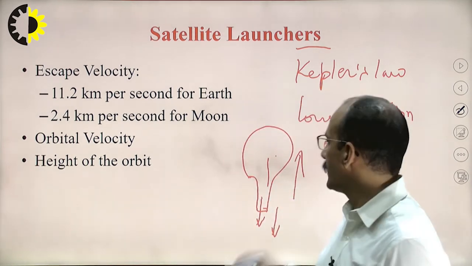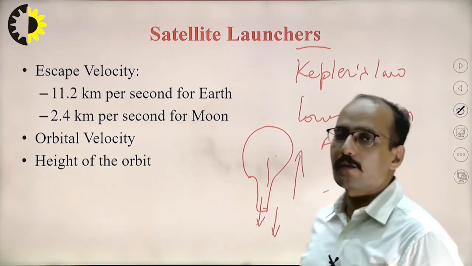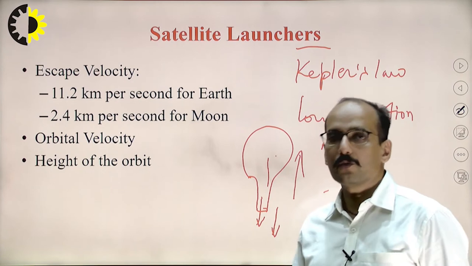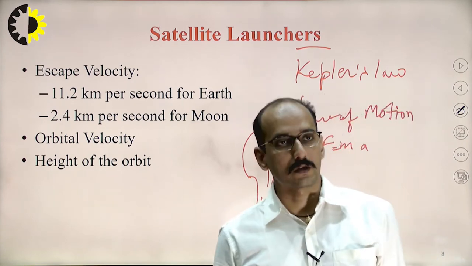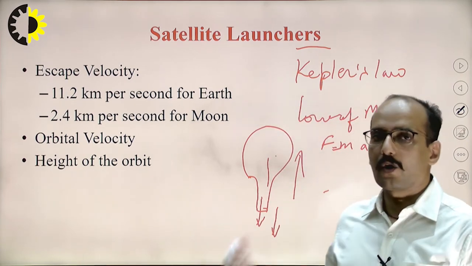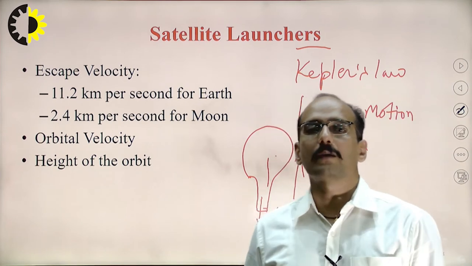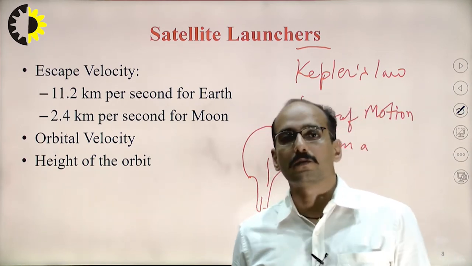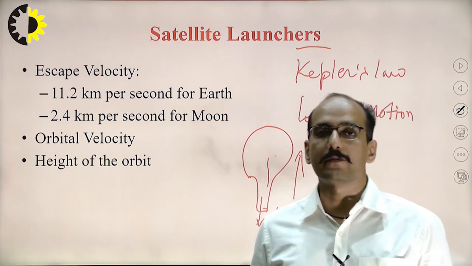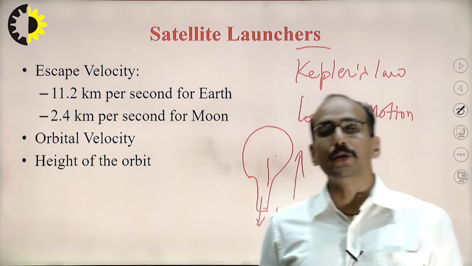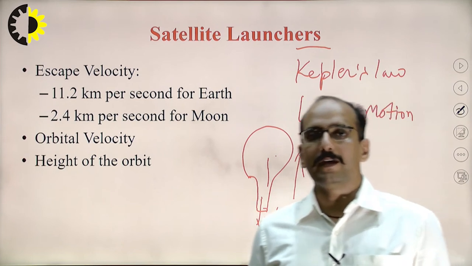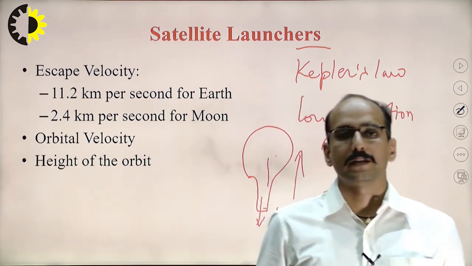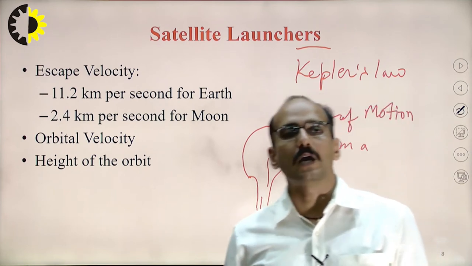This shows the third law of motion given by Newton, and that same law is used for the satellite launcher. Other than that, you have to identify some points: Earth has its own gravitational field, gravity force, and due to that gravity, whenever you throw anything into space or upward, it will come back down to the Earth.